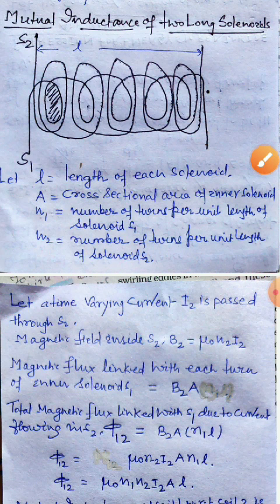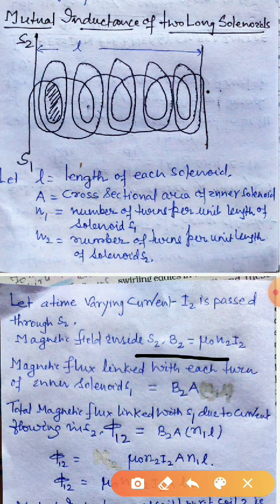Now we will first find the coefficient of mutual induction in coil S1 due to current flowing in the coil S2. So let a time varying current I2 be passed through S2, that is, I2 is the instantaneous value of current passing through S2. So how much magnetic field will it produce? It will produce a magnetic field inside solenoid S2 of mu naught N2 into I2.